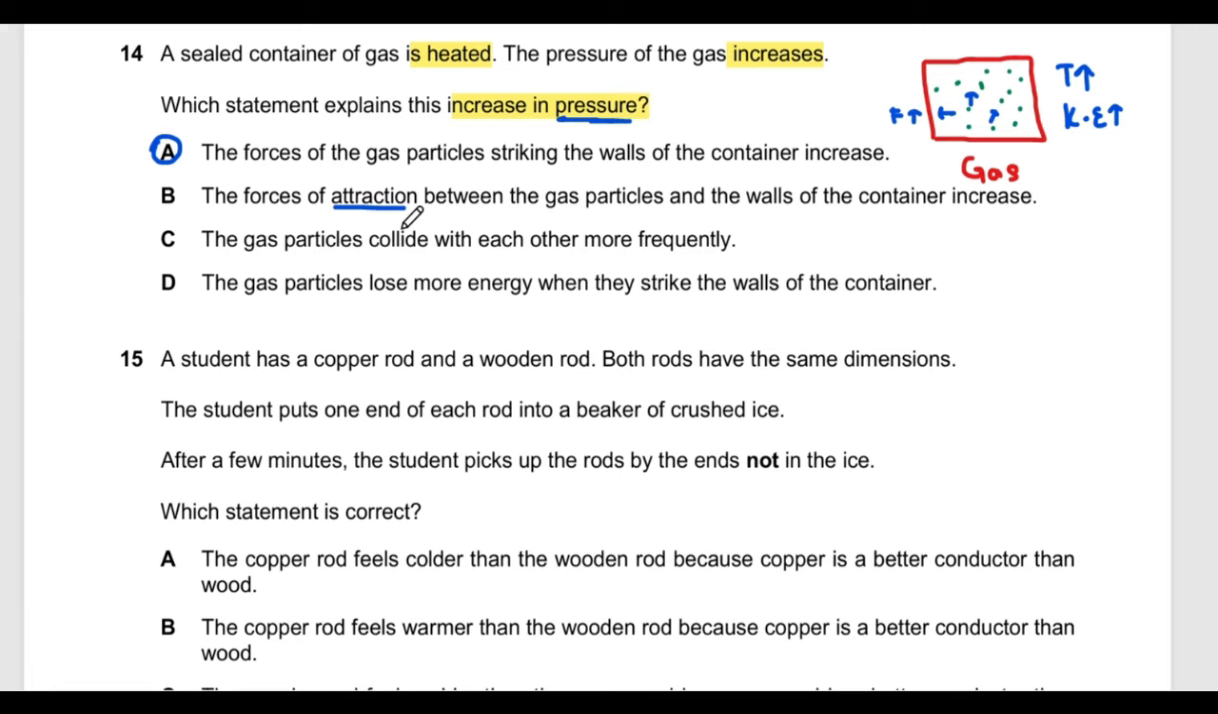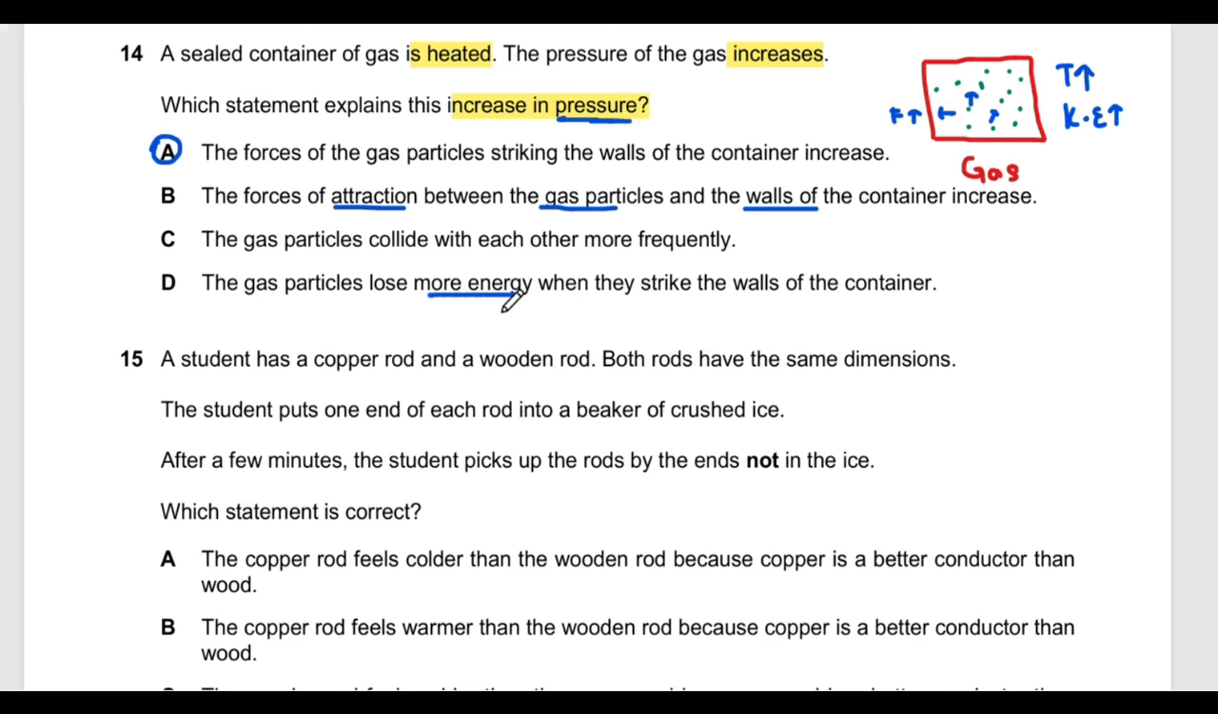B says the force of attraction between gas particles and the wall of the container increases. No, because kinetic energy is increasing, so the attraction will reduce. B is not correct. C says the gas particles collide with each other more frequently. Yes, they collide with each other more frequently, but this doesn't have any impact on the pressure on the walls of the container. Now D says the gas particles lose more energy when they strike the walls of the container.